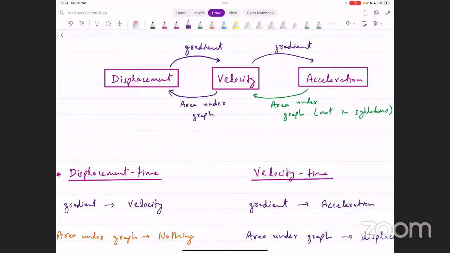The area under a velocity time graph is going to give you displacement. We're not talking about division or multiplication here. We're talking about gradient and area under graph. So if you find the gradient of a displacement time graph, you get velocity. If you find the gradient of a velocity time graph, you get acceleration. And if you have to go backwards, you find the area under the graph.